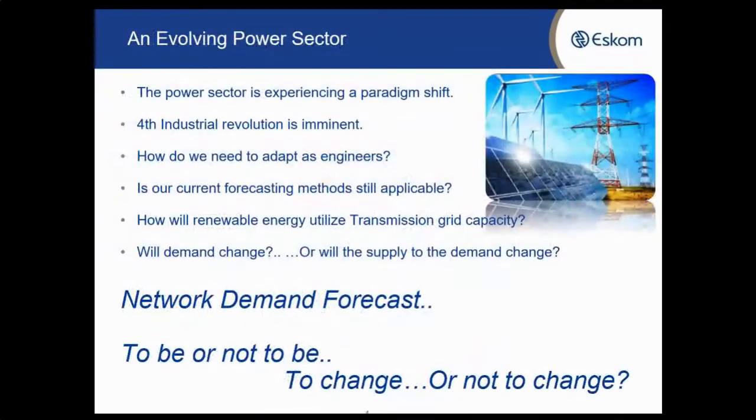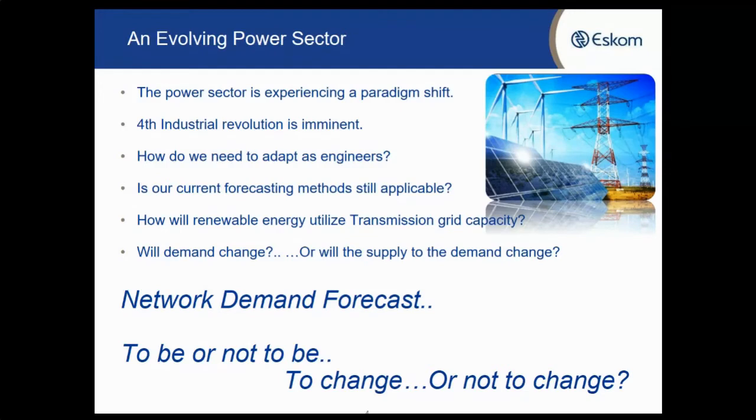If we look at the power sector currently, we know that the power sector is experiencing a serious paradigm shift. The fourth industrial revolution is imminent. So how do we need to adapt as engineers and forecasters? Is our current forecast method still applicable, we ask ourselves. How will renewable energy utilize the transmission grid capacity? And will the demand change, or will the supply to the demand change? So I find myself asking network demand forecast: to be or not to be, to change or not to change.